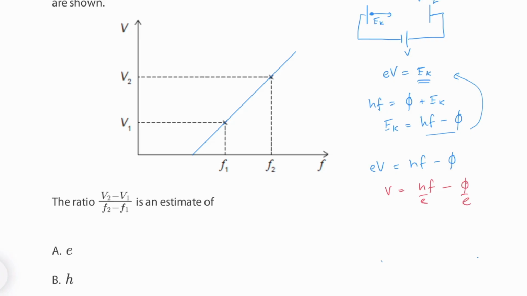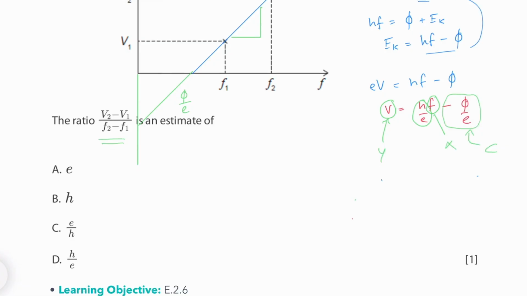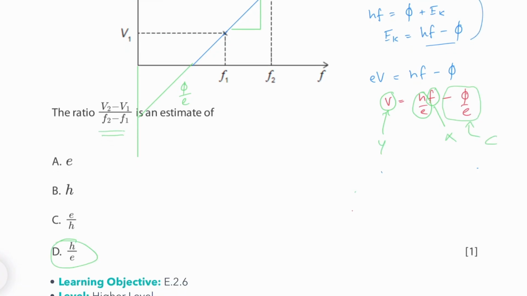Now, what I'd like to do is take that and say that's on the y-axis, because it is. Take that and say that's on the x-axis, because it is. This then becomes our y-intercept, which is down here, and that y-intercept is work function over e. And guess what? Our gradient is this, h over e. So the ratio of V2 minus V1 over f2 minus f1 is the gradient of that graph, which is h over e. Your answer is D.